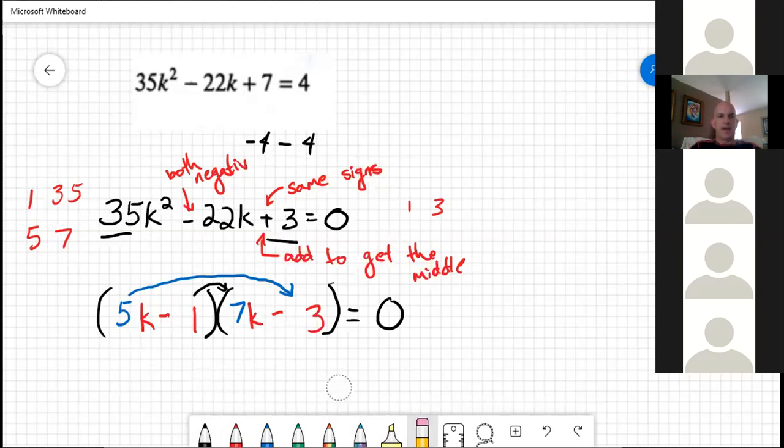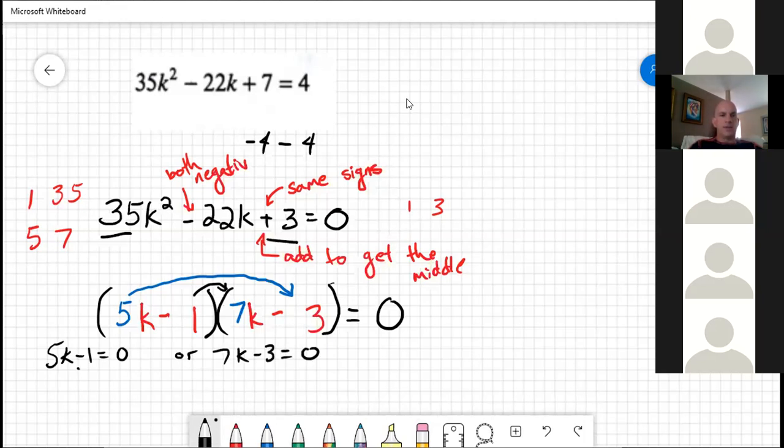So once I have these first coefficients, I usually am going to wind up with some fractions for my answers here. So at least one of them will wind up with a fraction, and in this case, since both of them have coefficients that won't divide evenly with their other number, they'll both wind up as fractions. So I'm going to have 5k minus 1 equals 0, or 7k minus 3 equals 0.